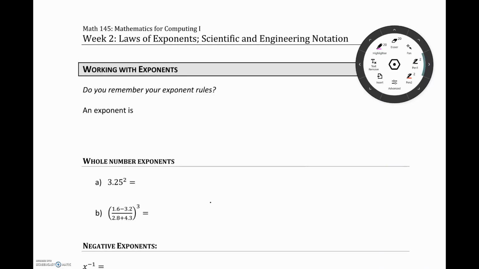Welcome all. Today we'll be looking at laws of exponents, scientific and engineering notation. Well, first of all, let's be reminded what an exponent is. Let's look at this case.